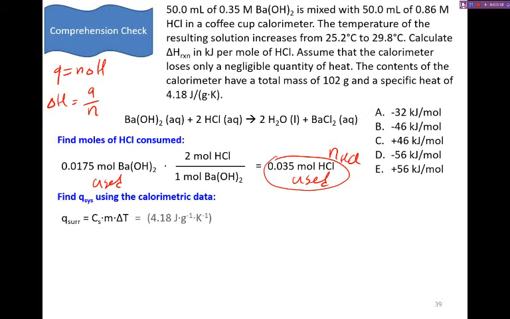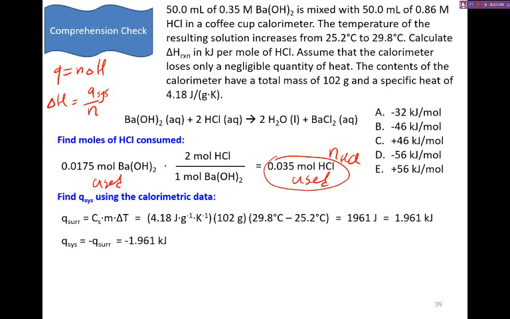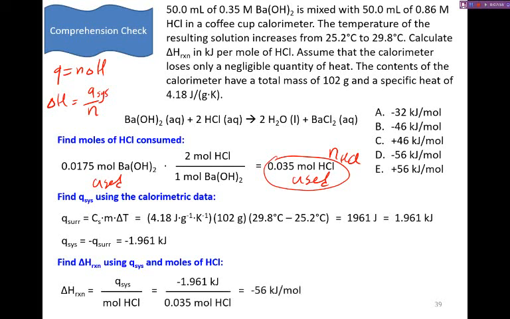We're going to need the specific heat, the mass, which we're told is 102 grams, and the temperature change. That gets us just under 2,000 joules, or under 2 kilojoules. Take the negative of that, again, because when we're talking about the enthalpy of the reaction, that's going to be the Q of the system. So take the negative of that, and then divide by the moles of hydrochloric acid that's used up. Again, not the total moles of hydrochloric acid, but the amount that's used. And that gets us then negative 56 kilojoules per mole.